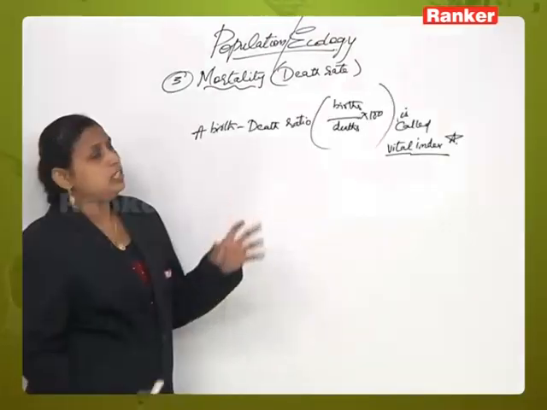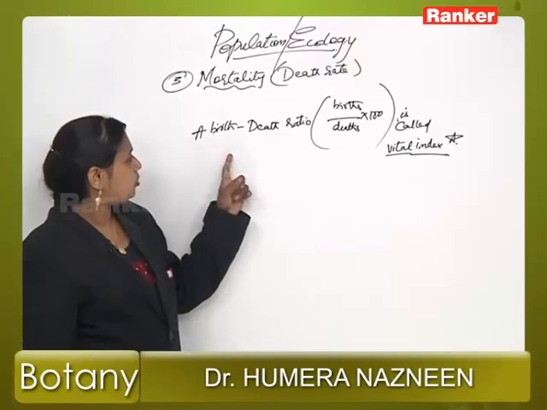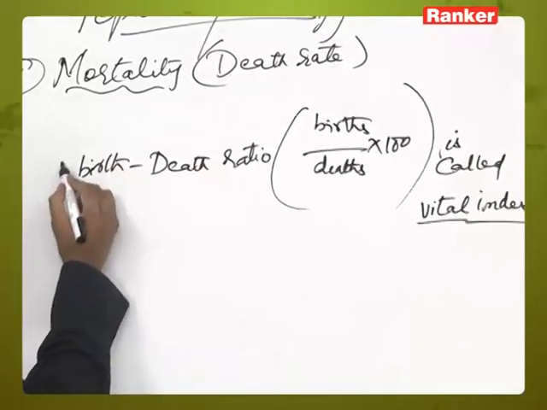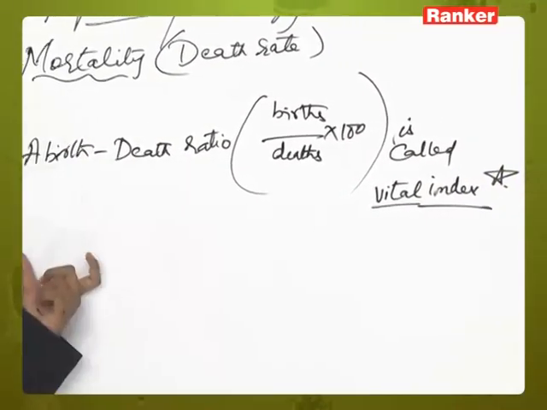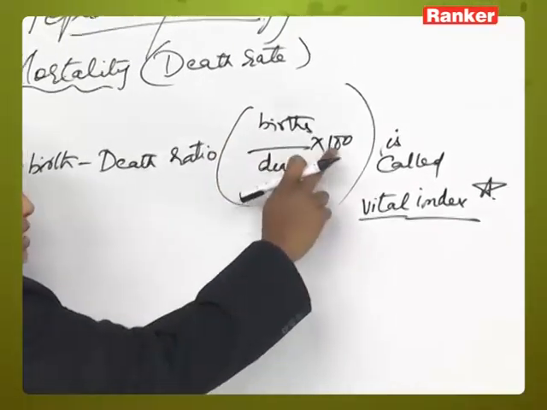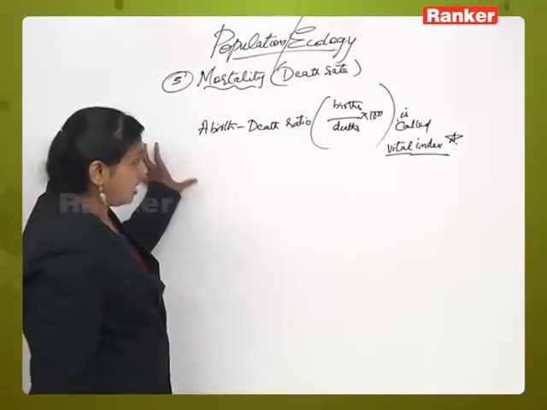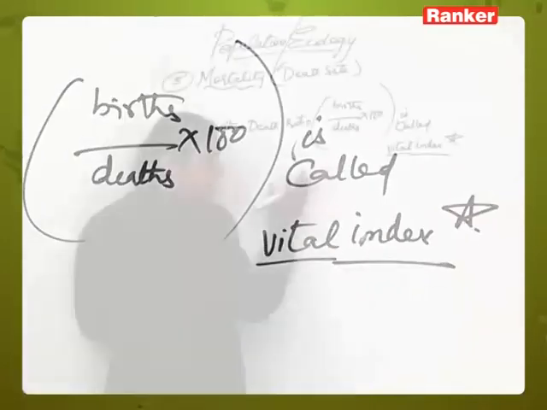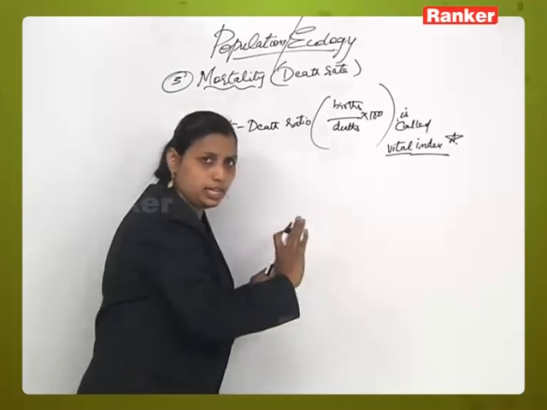This mortality rate can also be calculated with this formula. This is the birth minus death ratio: the number of births minus deaths, divided by births by deaths, into 100 in a given population. So this is actually called the vital index. The vital index is used to indicate the mortality and natality rate of a particular population.